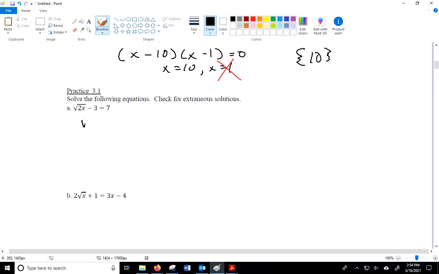All right, let's see how we did. I moved the 3 over. And I square both sides. So I get x equals 50. And if you plug that in, you should see that that works.